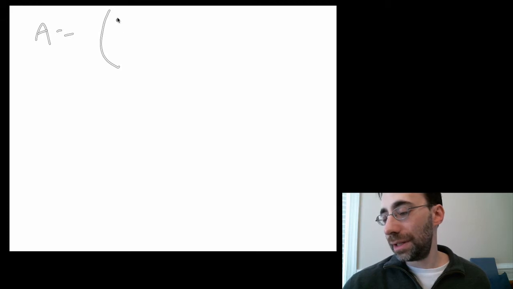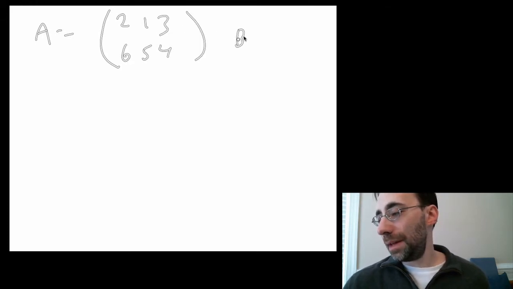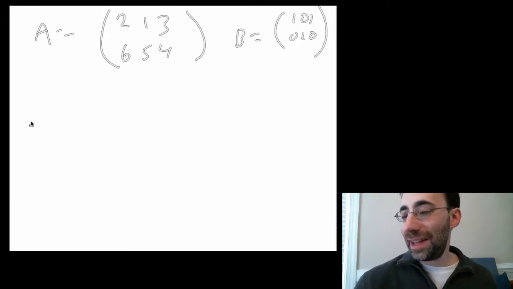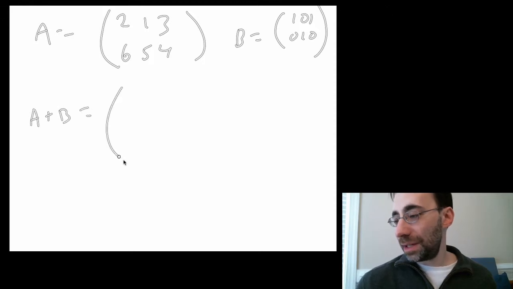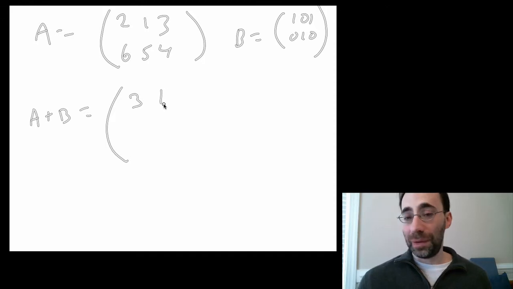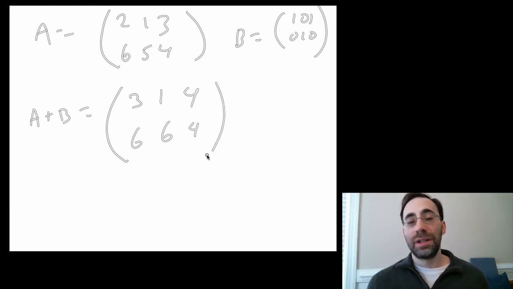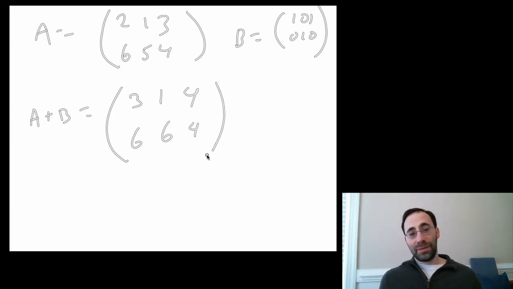So if this is A, and B is 1, 0, 1, 0, 1, 0, just because it's easier, then A plus B is going to be 3, so it's 2 plus 1. Then 1 plus 0 is 1, and 3 plus 1 is 4. And 6 plus 0 is 6, and 5 plus 1 is 6, and 4 plus 0 is 4. So again, just keep track of the relevant rows and columns, and make sure you're adding the corresponding elements in the first matrix and the second matrix, or subtracting them.